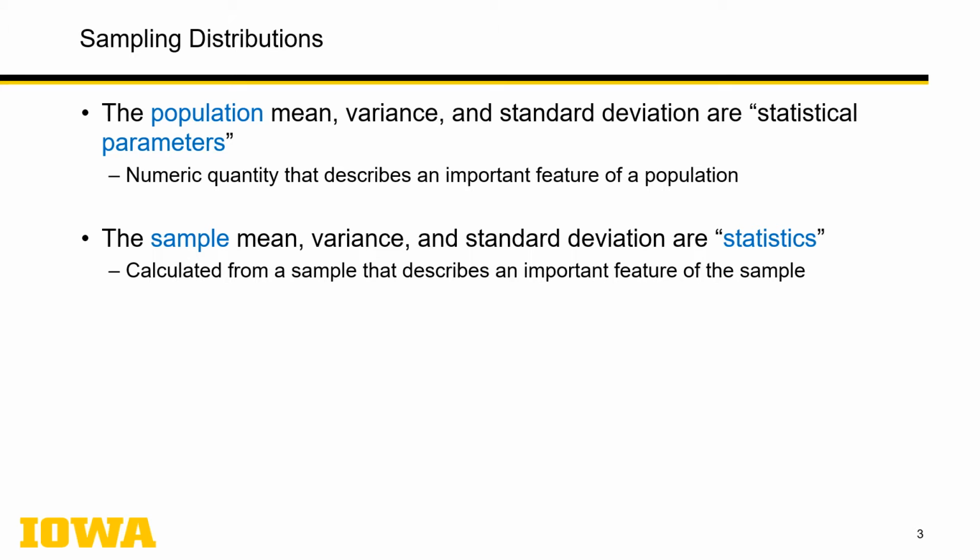The best that anyone can do typically is to take samples from the population, and therefore we have to talk about a sample mean and a sample variance, sample standard deviation. These are what are known as statistics, and that'll become obvious in a quick moment here. So again, they're calculated from a sample that describes some important feature of the sample.